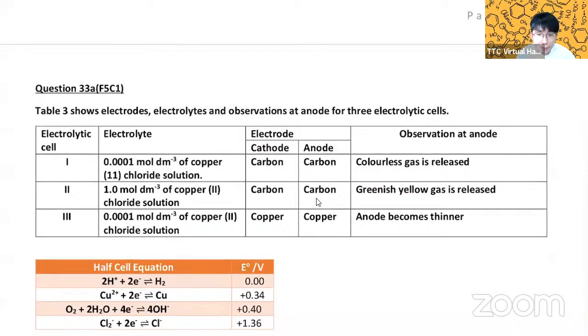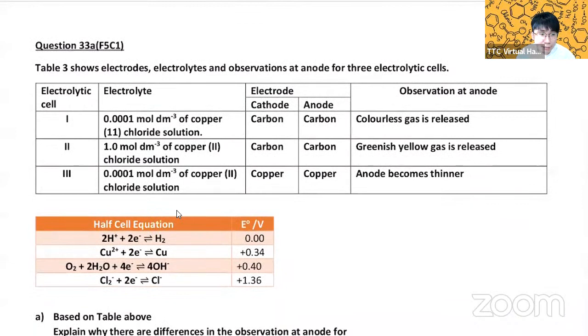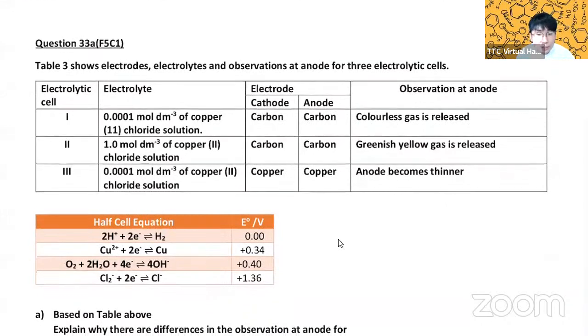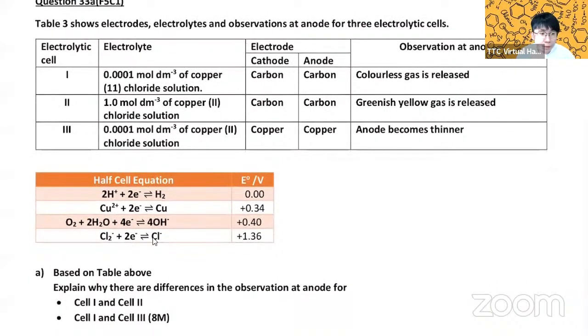Okay, so moving on, page number 37. We actually have three electrolytic cells here. On the cathode and the anode, everything is provided, observation provided, concentration provided, and also the table provided. Okay, now.